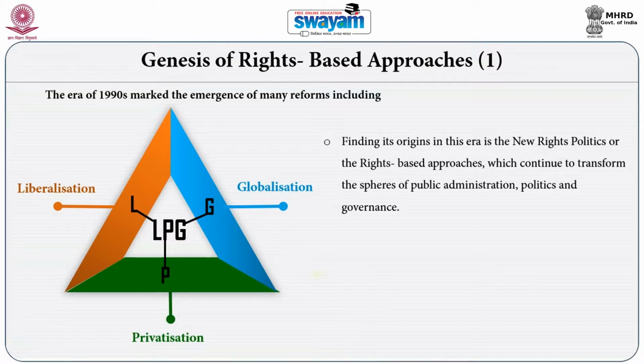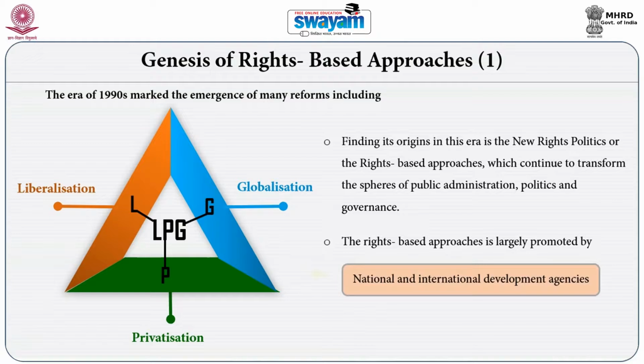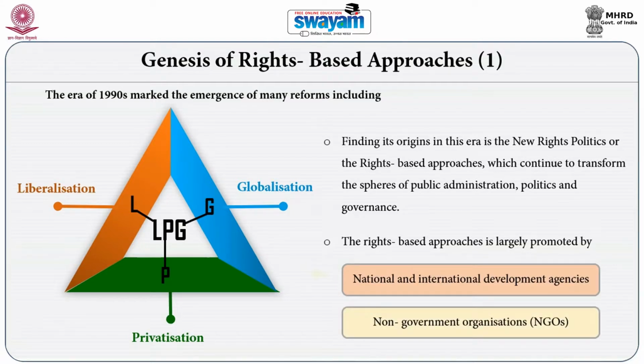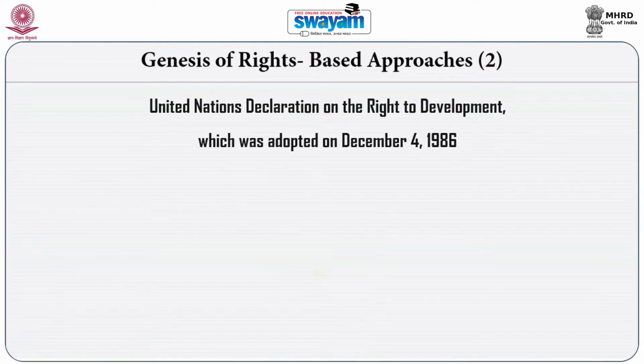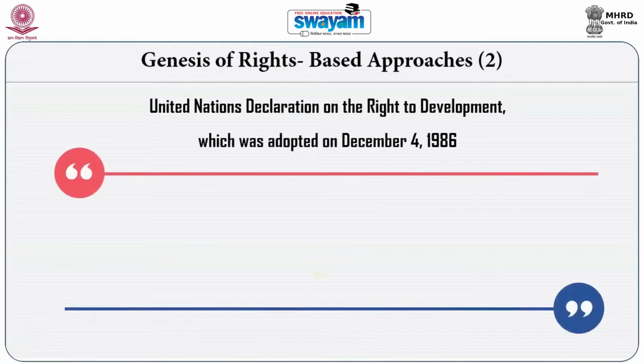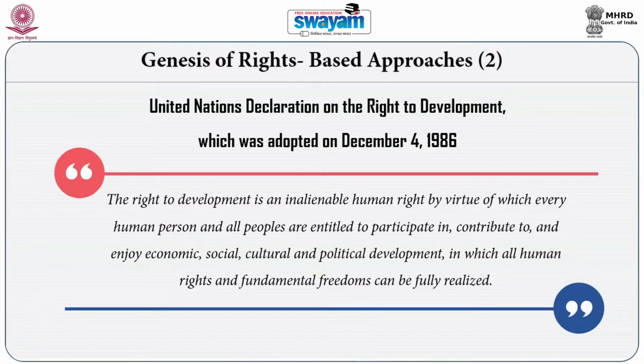These three are vitally affected there, and the rights-based approaches are largely promoted by national and international agencies and non-governmental organizations. According to the United Nations Declaration on the Right to Development, adopted on December 4th, 1986, it articulates thus: the right to development is an inalienable human right by virtue of which every human being, every human person and all people are entitled to participate in, contribute to and enjoy economic, social, cultural and political development, in which all human rights and fundamental freedoms can be fully realized.